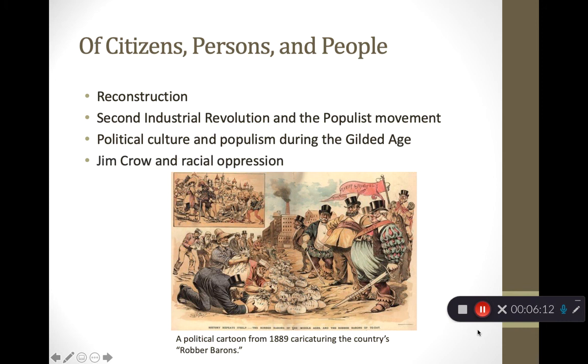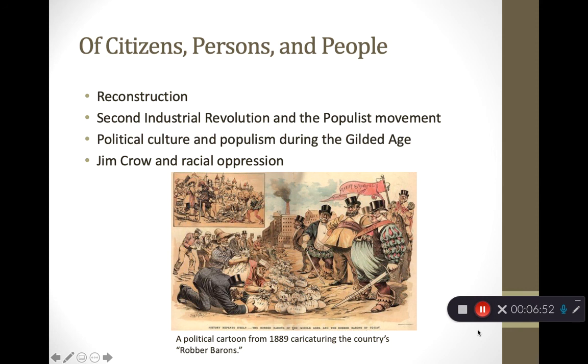The last part of this chapter is going to look at some of the most important examples of racial discrimination and oppression. You're going to be reading about Jim Crow, this network of discriminatory laws that established segregation and all other kinds of means of oppression of African Americans in the South. You're going to be reading about the Chinese Exclusion Act that was the first limit on immigration to the United States passed during the late 19th century.